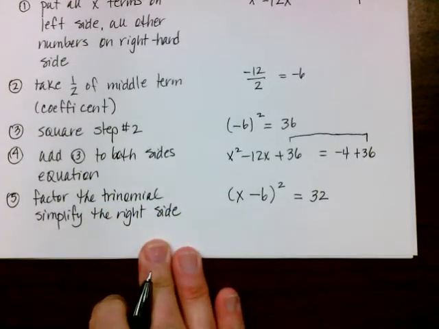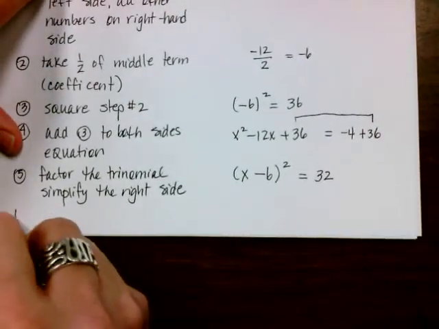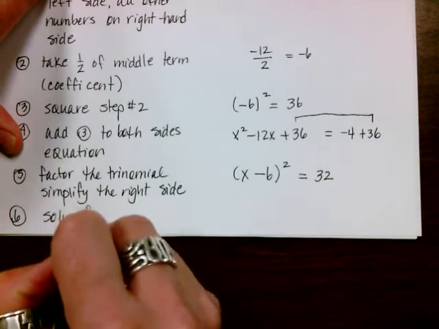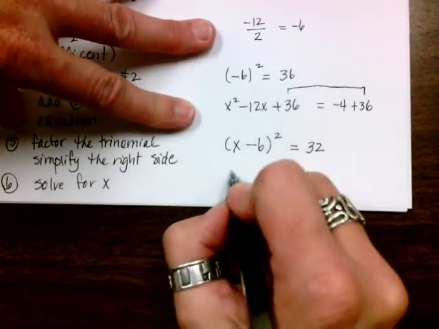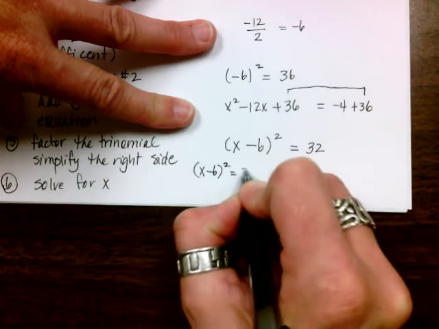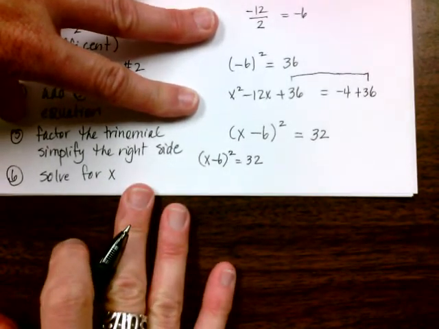And luckily, I'm running out of space, but I have one more step. The last step is to solve for x. So now I'm going to rewrite my equation underneath this, and I'm going to try to squeeze it all in on this page, sorry. I have (x minus 6) quantity squared is equal to 32.